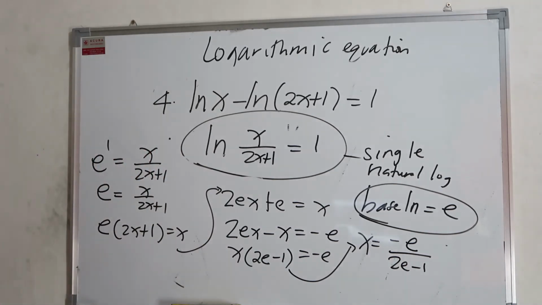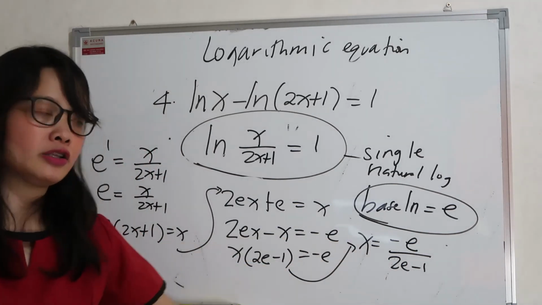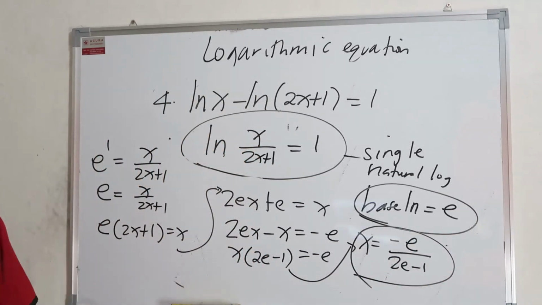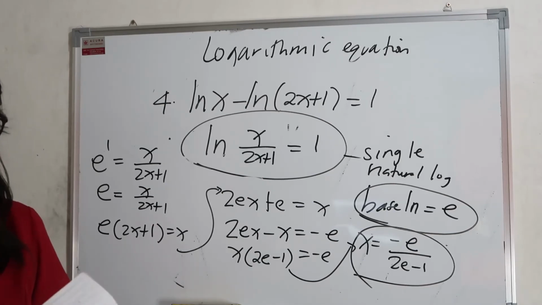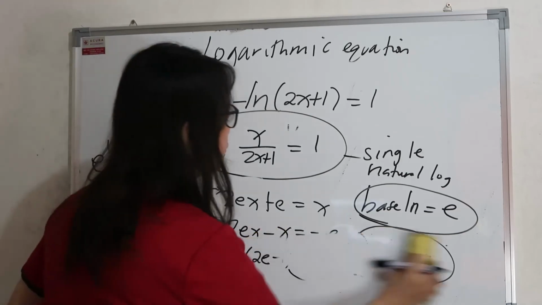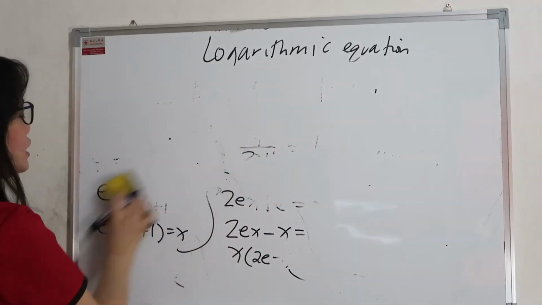Okay? Negative e over 2e minus 1. So this is your x value. Next, what about the other one? Okay, another example. Before we proceed to inequalities.